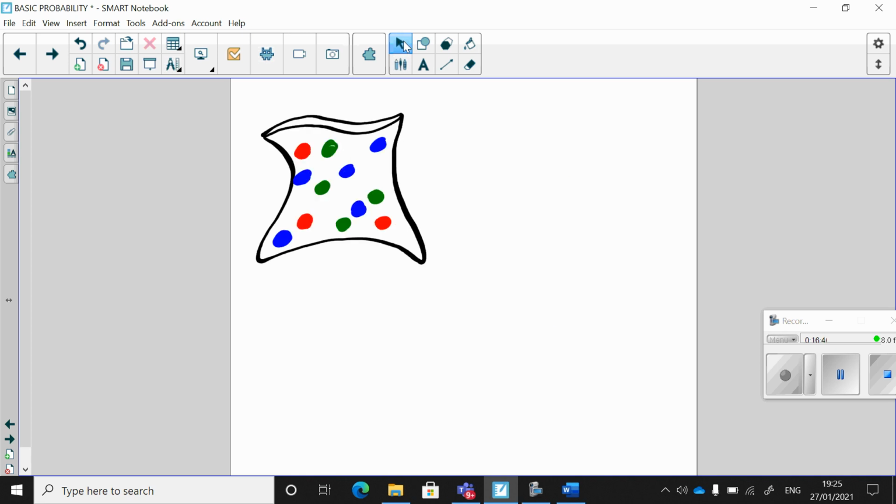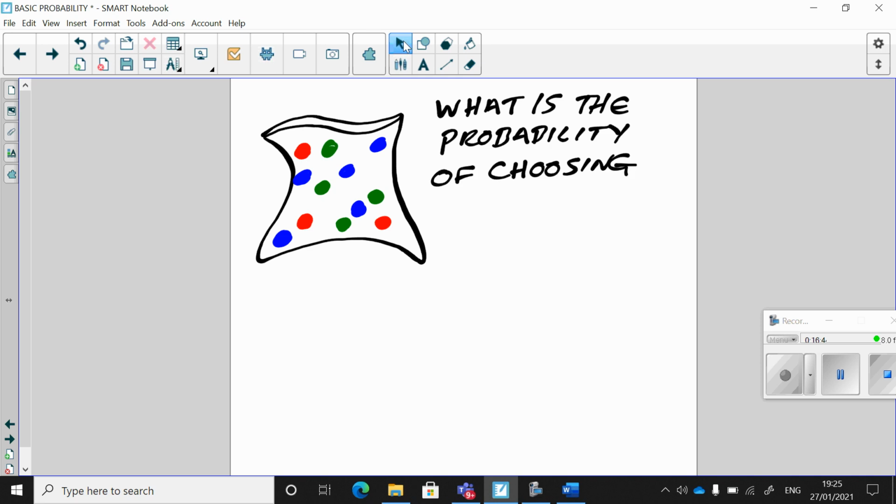Okay, there you go. Little picture here. So what do we want? What is the probability of choosing a red ball, without looking? Probability of choosing a red ball from the bag. Well, how many red balls are there? And what's the total number of balls in the bag here?